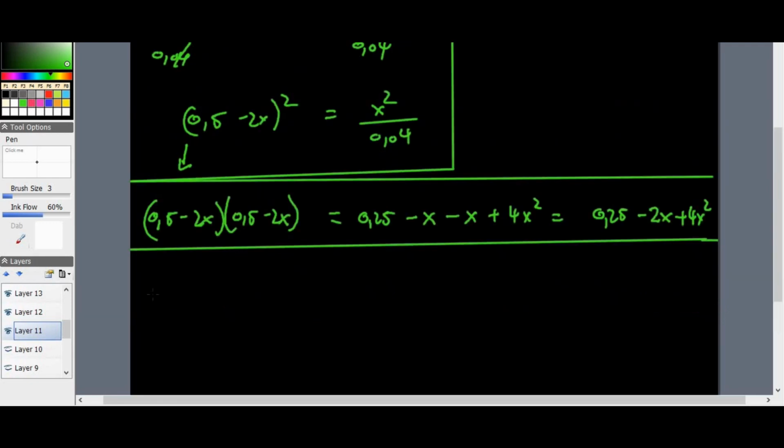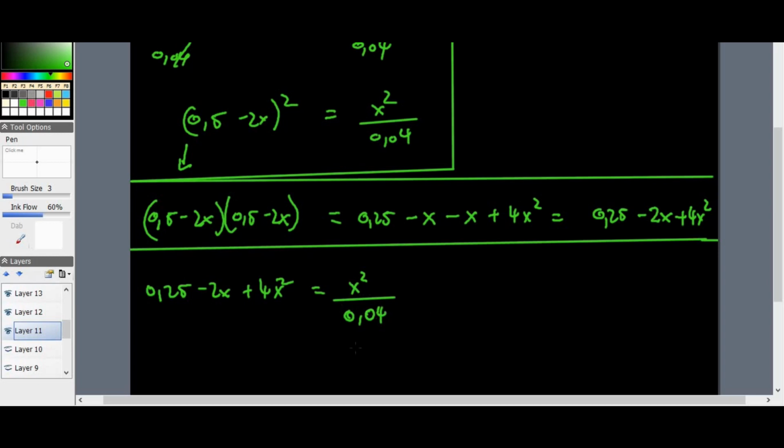So we got this now, 0,25 minus 2x plus 4x is equal to x squared, x squared all over 0,04. Okay. Alright, this is going to get extremely messy.